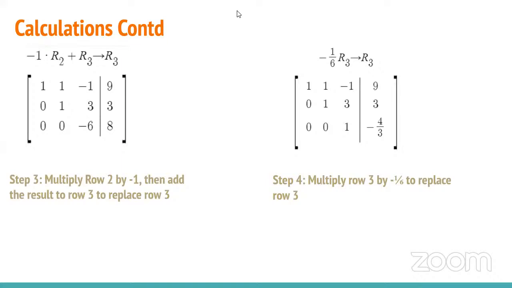Just continue. Okay. So if we apply this new equation here, -1/6 times R3 to replace R3, on the matrix that we got in the previous step, it will give us our desired matrix objective, which is to get the diagonal line to be 1, 1, 1, and the numbers below to be 0, 0, 0.